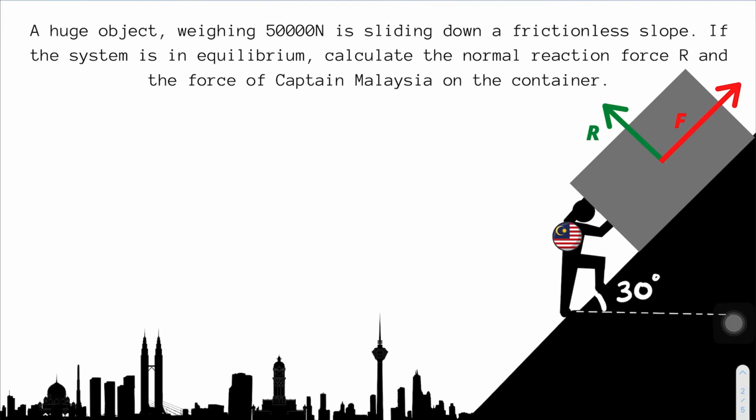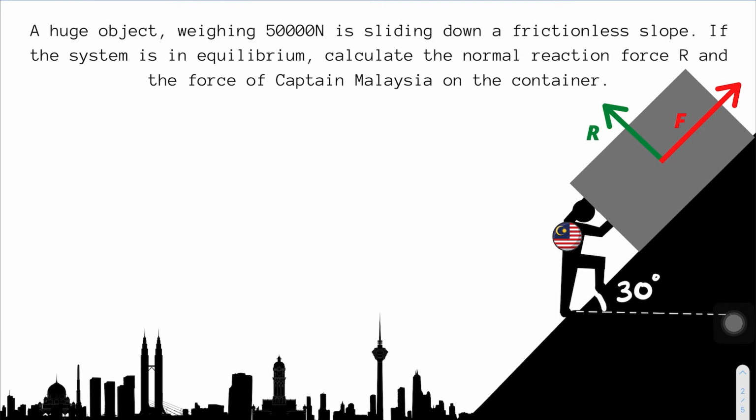Let's look at the second question. A huge object weighing 50,000 newtons is sliding down a frictionless slope. If the system is in equilibrium, calculate the normal reaction force R and the force of Captain Malaysia on the container, which is F. As we can see here, the slope is at a 30 degrees angle to the horizontal.